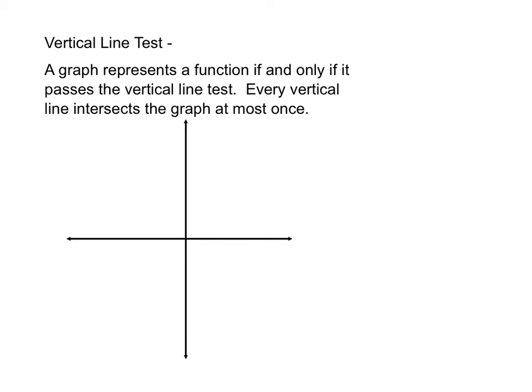When we're looking at graphs, to quickly tell if a graph is or is not a function, we have what's called the vertical line test. It says a graph represents a function if and only if it passes the vertical line test. Every vertical line intersects the graph at most once. Okay, so what do I mean by that? Let's say I have a curve that looks like this. This is a trig function that I've just quickly sketched, maybe poorly sketched.